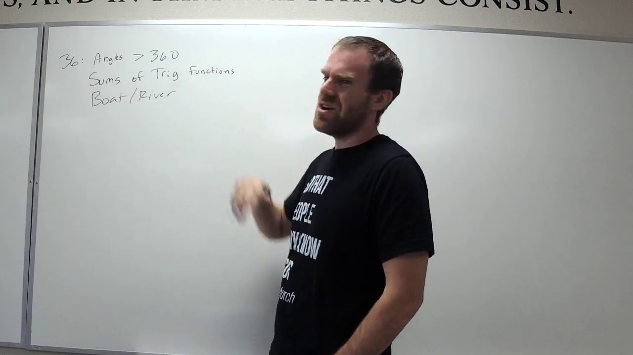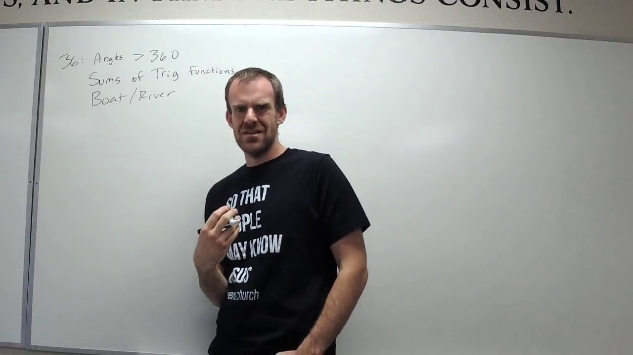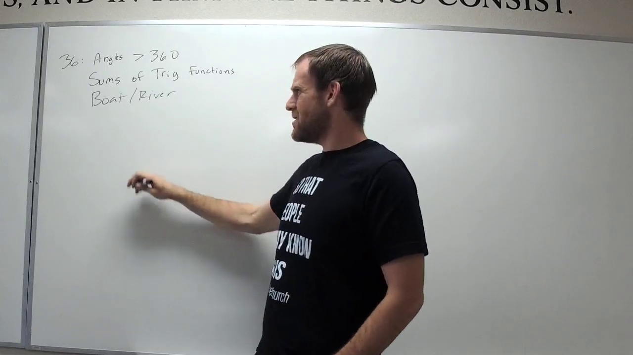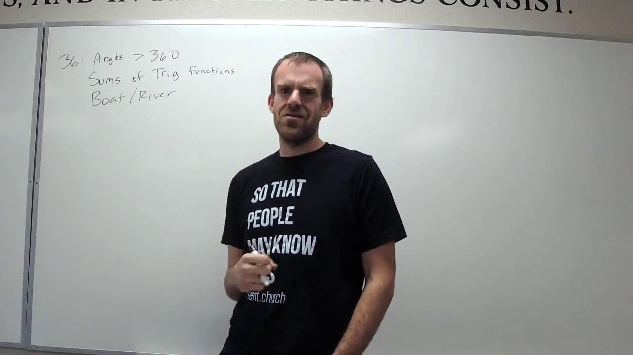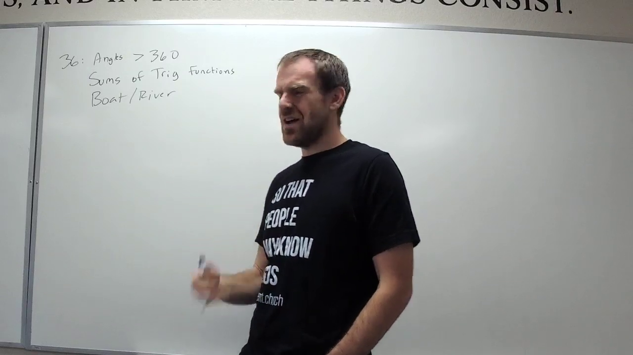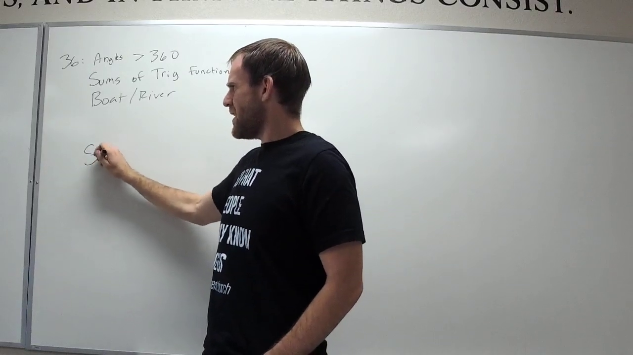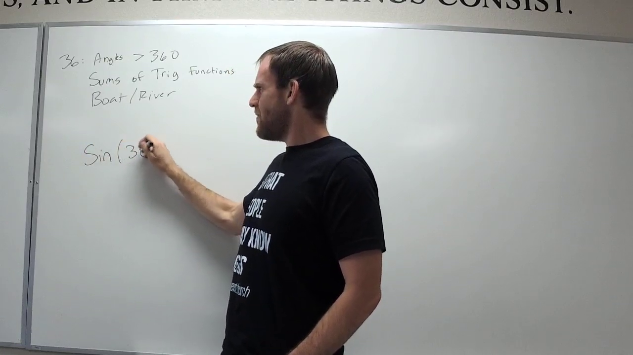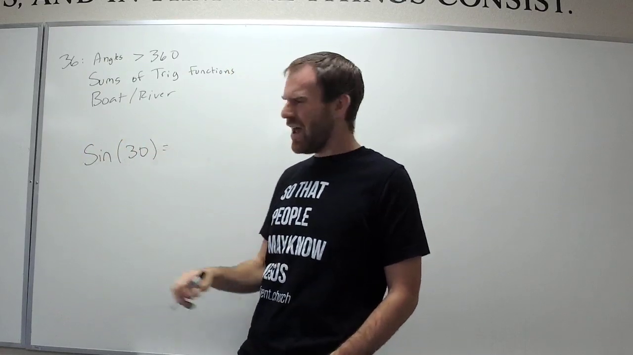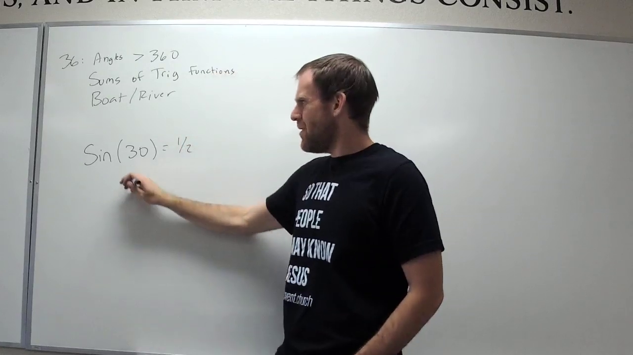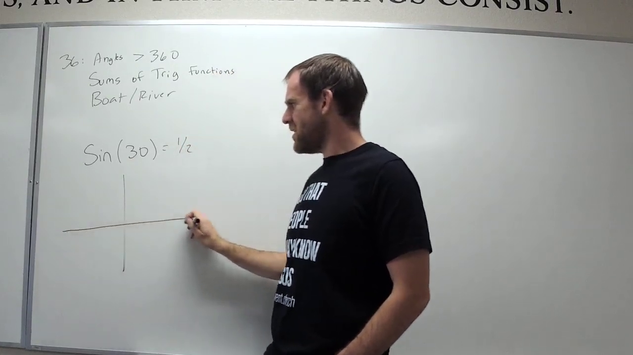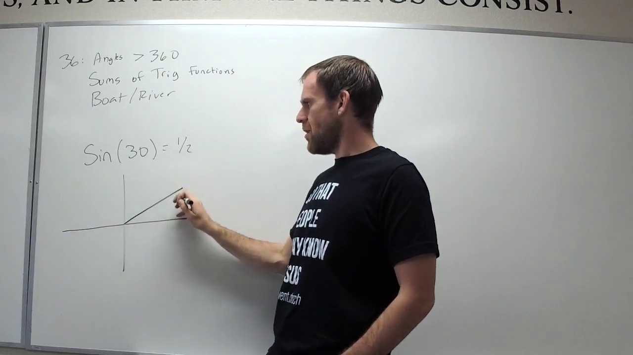So let's get started with angles greater than 360. Sometimes we think to ourselves, well, everything happens between 0 degrees and 360 degrees. And that's just not true. From your friendly angles, you should know that sine of 30 is 1/2. That's correct. Good job. 30 degrees lives right here on our coordinate plane.